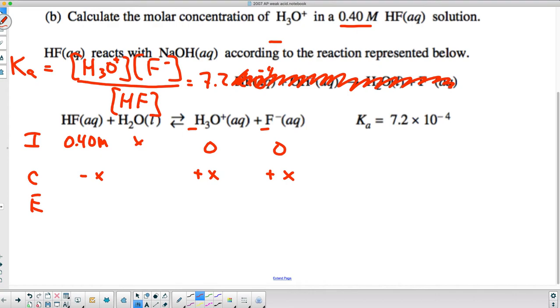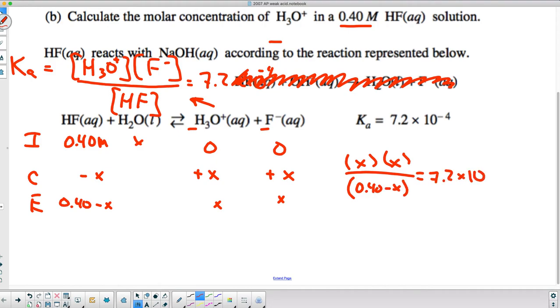Now the equilibrium is simply moving all of this stuff down to 0.40 minus x like that, and this is x and this is x. So if I have this equation up here and I plug in the x's here for that and that, all over 0.4 minus x like this equals 7.2 times 10 to the negative fourth. Now that's all the information we need to get this done. And what we end up doing is getting an x squared on top, and then on the bottom we get the 0.40 minus x, and then we have to multiply through.